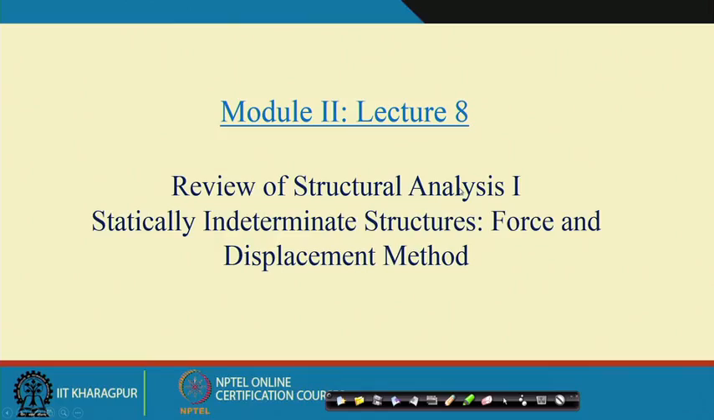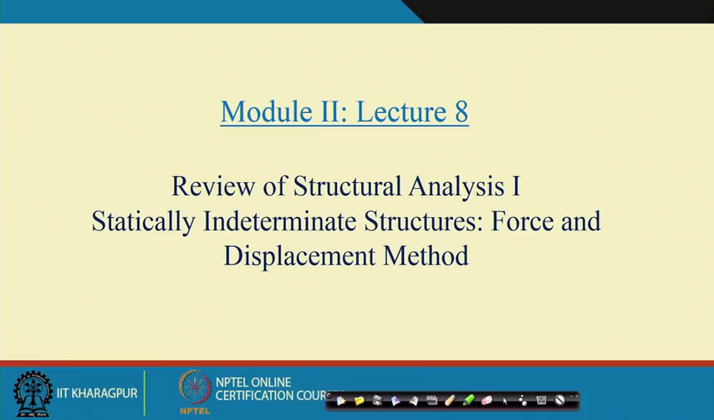Everyone, welcome to lecture 8 of second week. We have been discussing or reviewing the concept of force and displacement method. In the first two classes of this week, we reviewed the force method of consistent deformation, and also discussed the method of consistent deformation written in terms of moment, which is the 3-moment equation. Today we will first review the concept of displacement method.